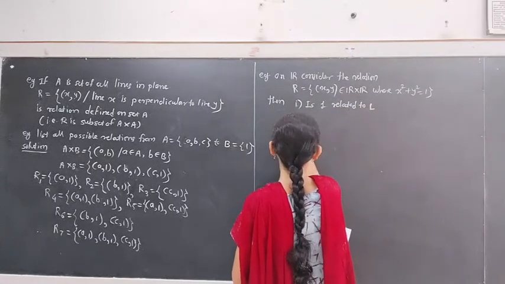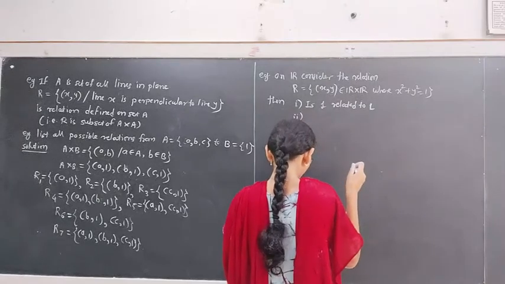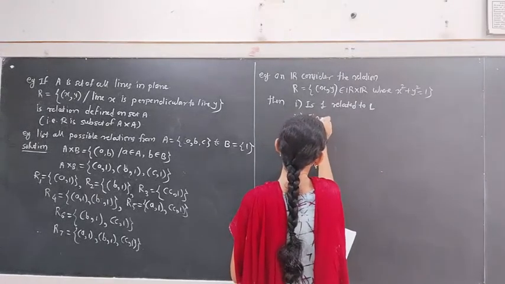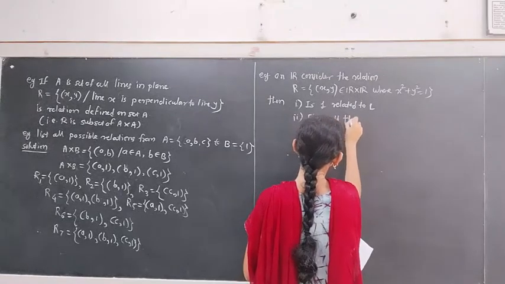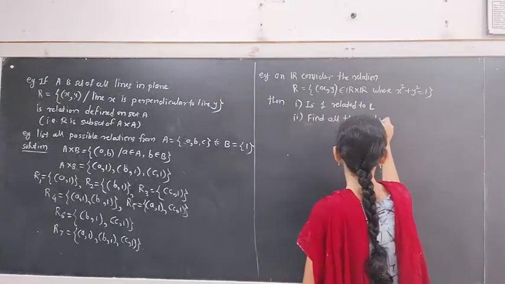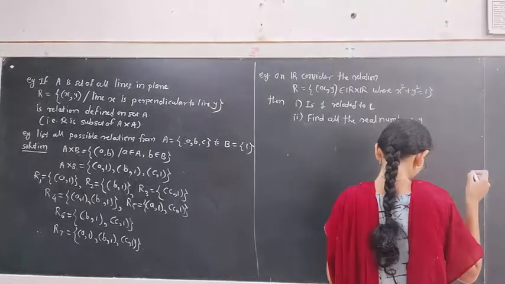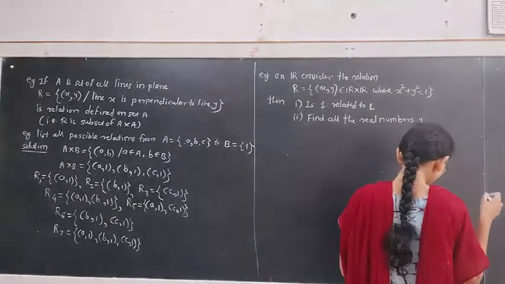Second point, find all the real numbers. Find all the real numbers y such that 0 is related to y.